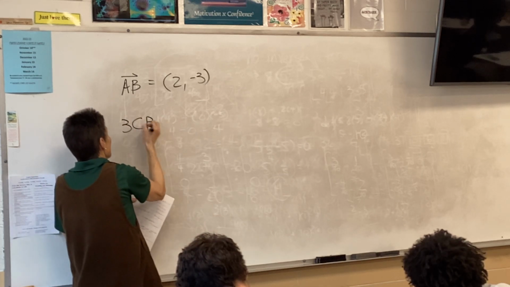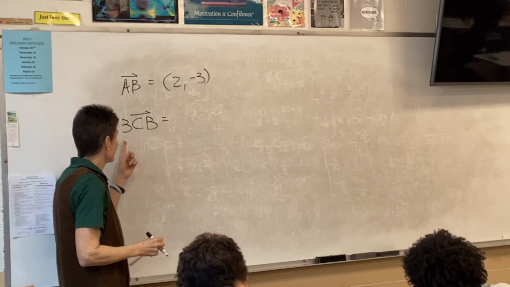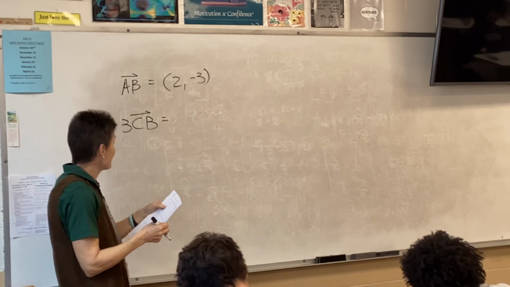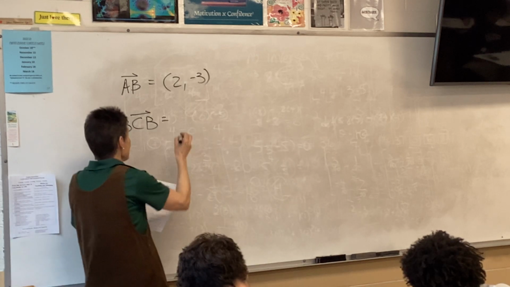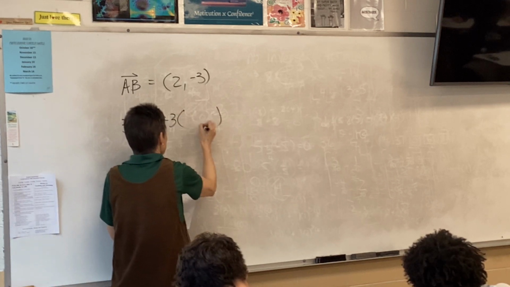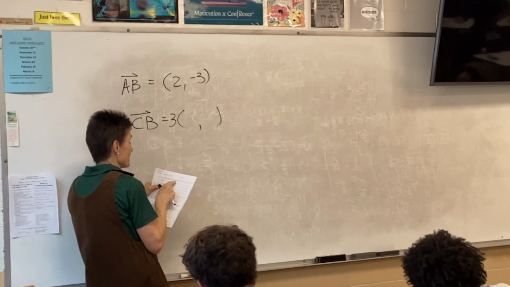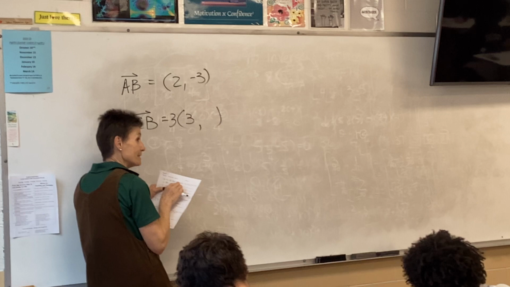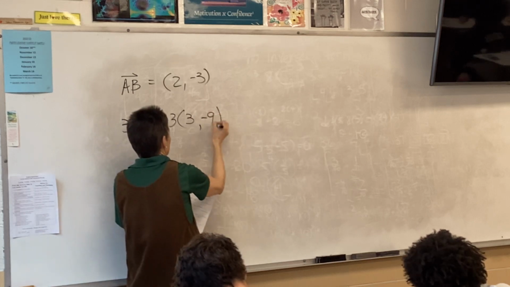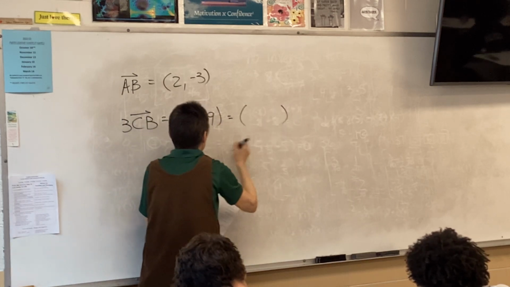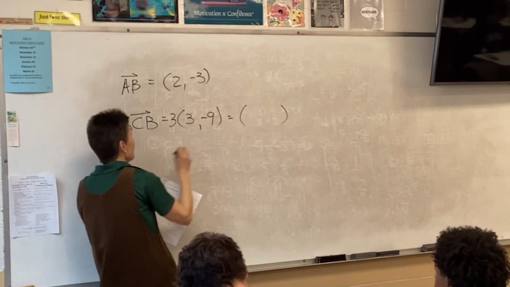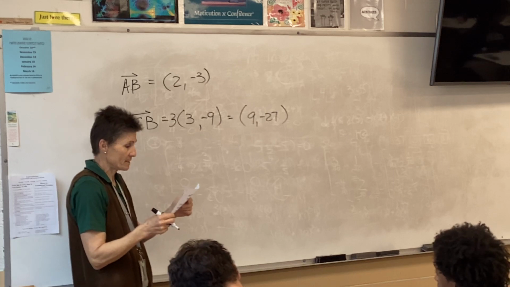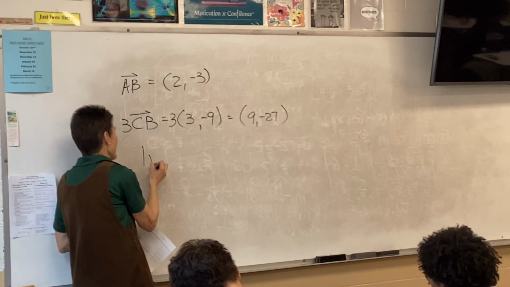Now, this is called a scalar. We're going to multiply the coordinates of vector CB by 3. So C to B, C to B. So 0 to 3 and 4 to -5. So the coordinates of 3CB are 9, -27. Easy peasy.